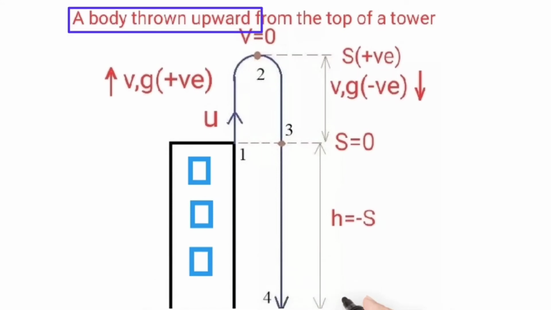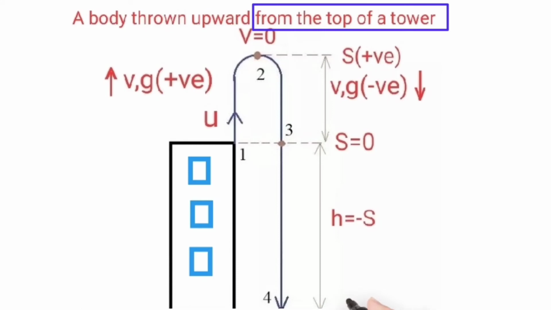A body thrown upward from the top of a tower. Suppose I throw one ball from the top of a tower vertically upward, then it will take some time to reach the ground and it covers some distance before reaching the ground. To calculate these physical quantities, I need to take equations of motion. For that, we will take sign convention.